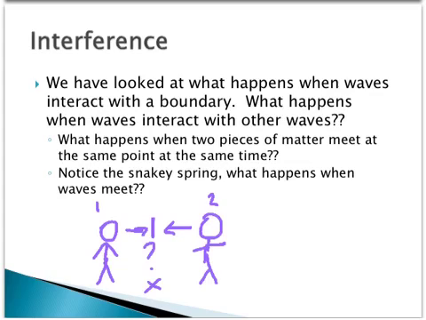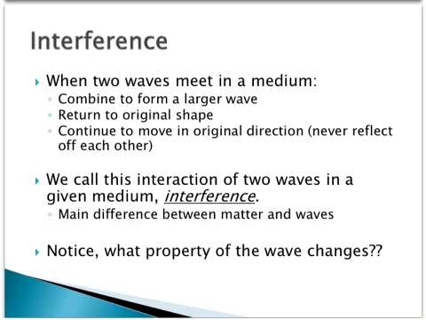Now, in class you should have done some investigations on what happens in a snaky spring simulation. What happens when two waves meet? Do they bounce off each other like matter does? The answer there was no. This deals with a property called interference. When two waves meet, you should have seen that they combine to form a larger wave. I'll be careful with saying larger, because sometimes they would form a smaller wave. After forming that wave, they return to their normal shape and move in their original direction. So the two waves pass through each other as if nothing happened.